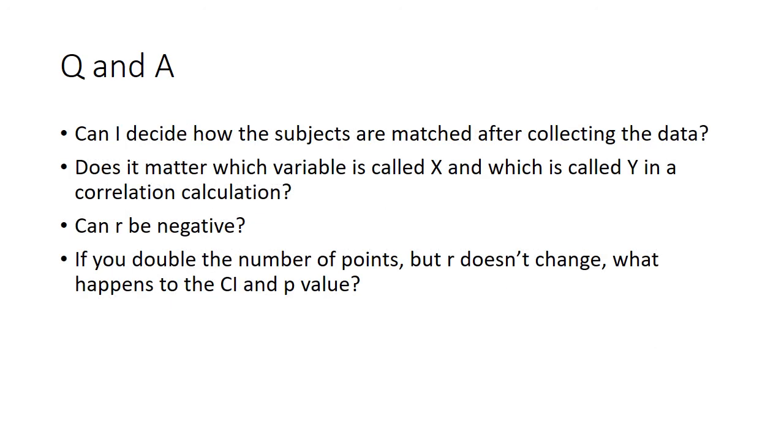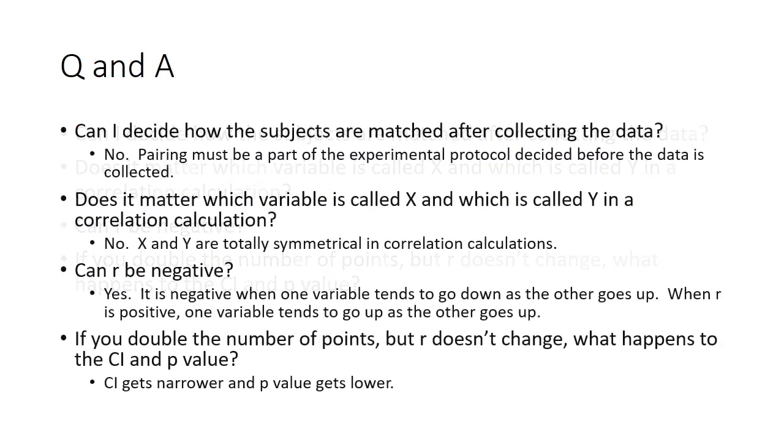Can I decide how the subjects are matched after collecting the data? Does it matter which variable is called X and which is called Y in a correlation calculation? Can R be negative? And if you double the points but R doesn't change, what happens to the CI and the p-value? So, can I decide how the subjects are matched after collecting the data? Absolutely not. This needs to be done a priori, meaning you're doing it before or while you're setting up the experimental protocol. If you're doing it afterwards, you're just looking for things that look good, and that introduces too much bias and finding false positives in those cases.